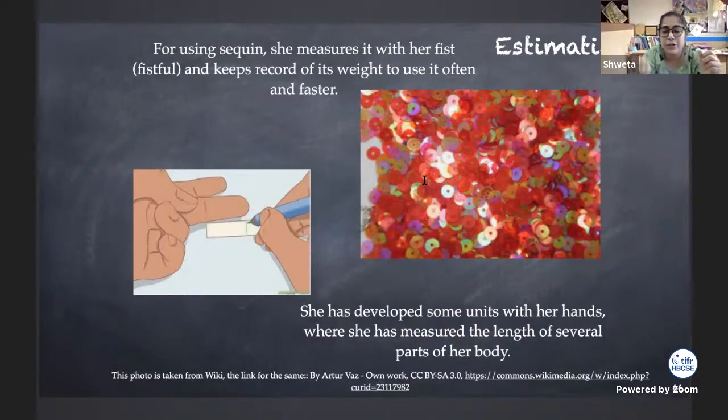So what she did was she took a fistful of sequin and she measured it once in grams, how many grams that is. And then every time she doesn't have to measure. It's roughly, there is some roughness, there is some estimation about it, but she has also measured it. So she's also keeping track of some accuracy in it. So it's like an in-between of accuracy and estimation.